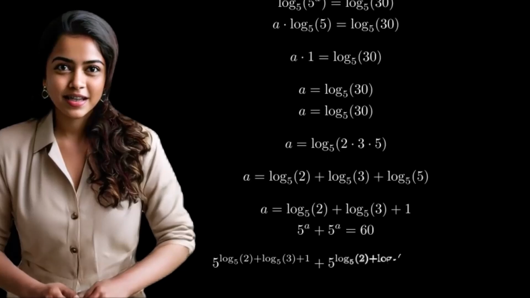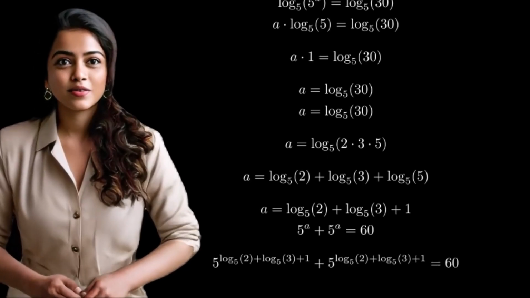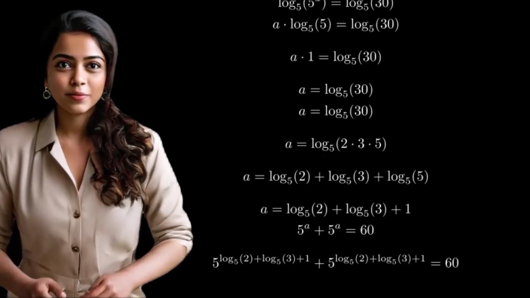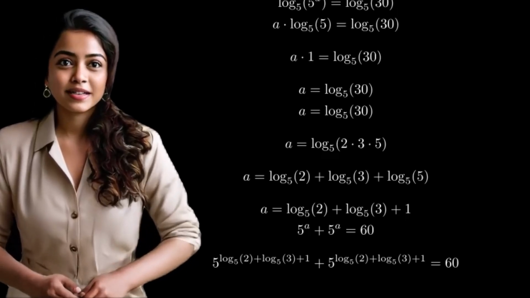Let's verify our answer by plugging it back into the original equation. If we substitute a equals log base 5 of 2 plus log base 5 of 3 plus 1 into the original equation, we should get 60.